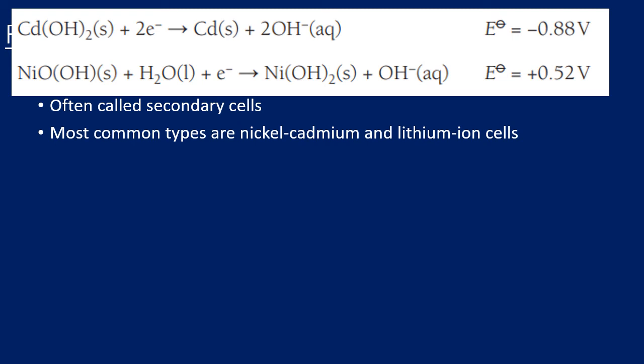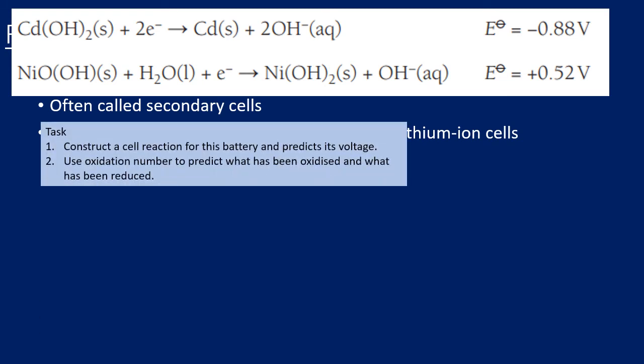So this would be classed as a nickel cadmium. You can see the two half equations. One contains cadmium, one contains nickel. Again, we don't need to know the structure of these batteries. We just need to be able to use the data if we are given it. So, task here then, see if you can construct a cell reaction for that battery, predict the voltage, and again, using oxidation states to show what's been oxidized and what's been reduced. When you're ready, unpause your video.